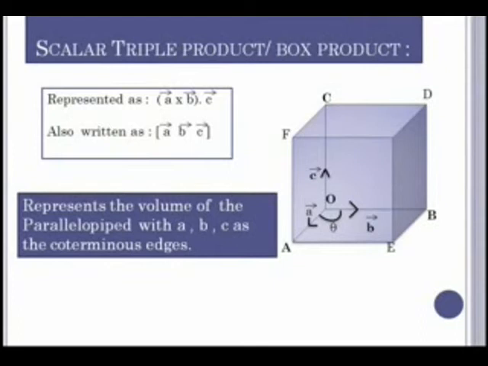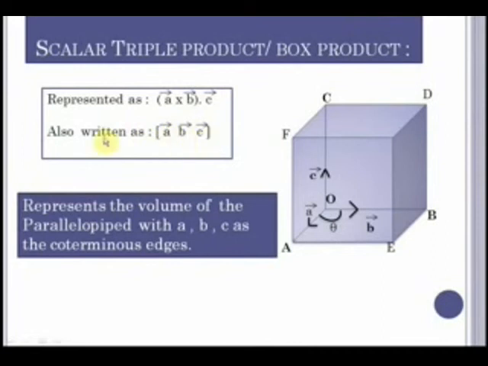Now scalar triple product is represented as (A cross B) dot C. Now we know that A cross B represents a vector, so again we can multiply it with another vector, and this time this product is the dot product. So first we take the cross product and then we take the dot product. So this is represented by (A cross B) dot C. Also it can be written this way, [A B C].